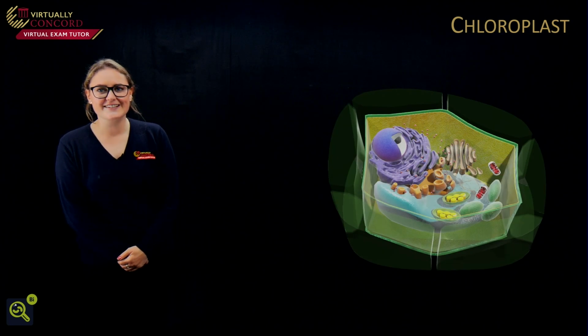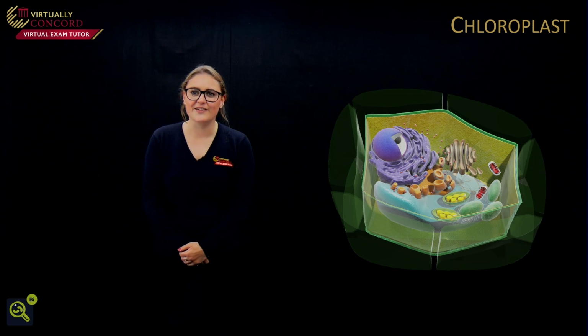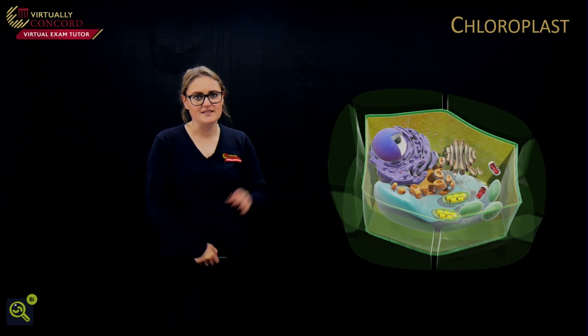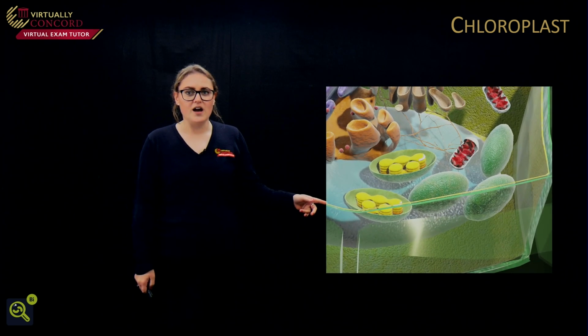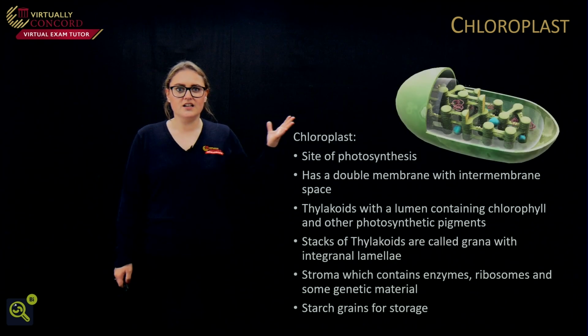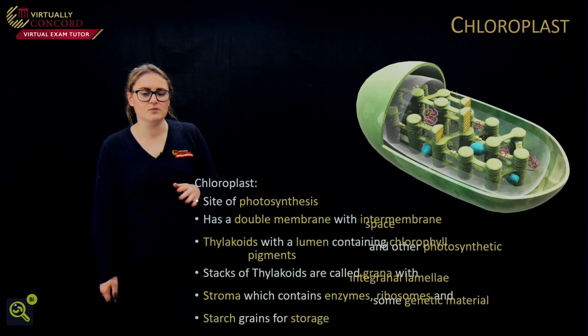Now that we've looked at the organelles that are common across both plant and animal cells, it's time to have a look at those that are specific just to plant cells. So here's a plant cell, and we are going to first start by looking at the chloroplasts. So here is a lovely big chloroplast. They are the site of photosynthesis, probably one of the most important processes in the world.